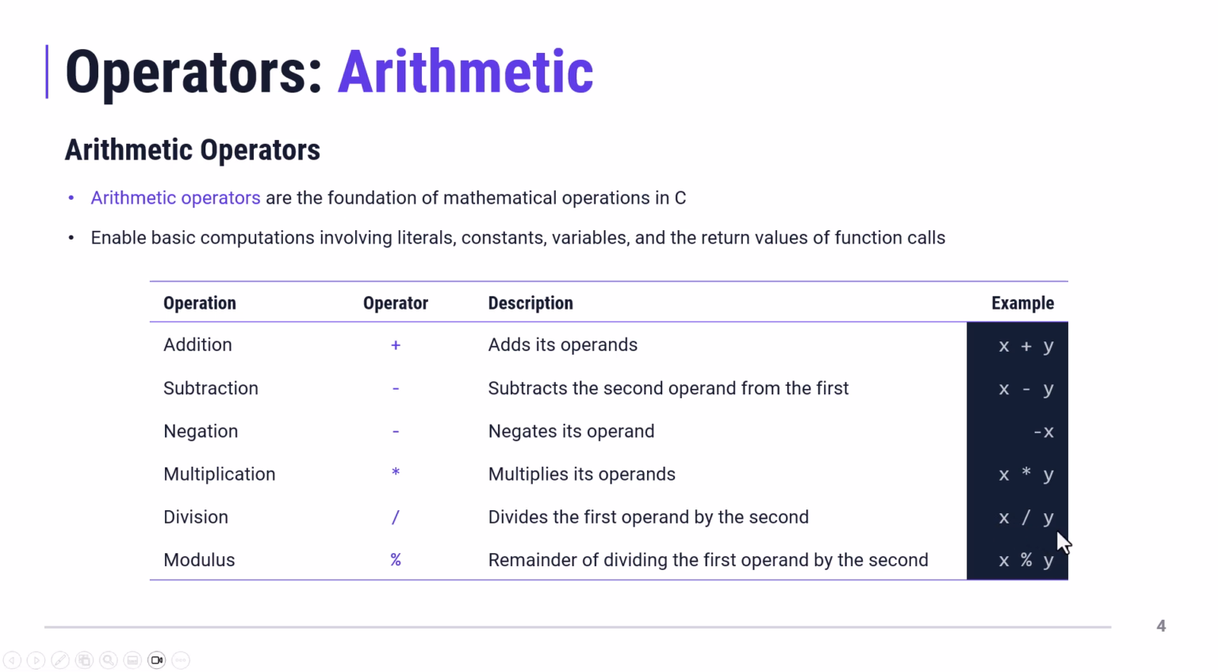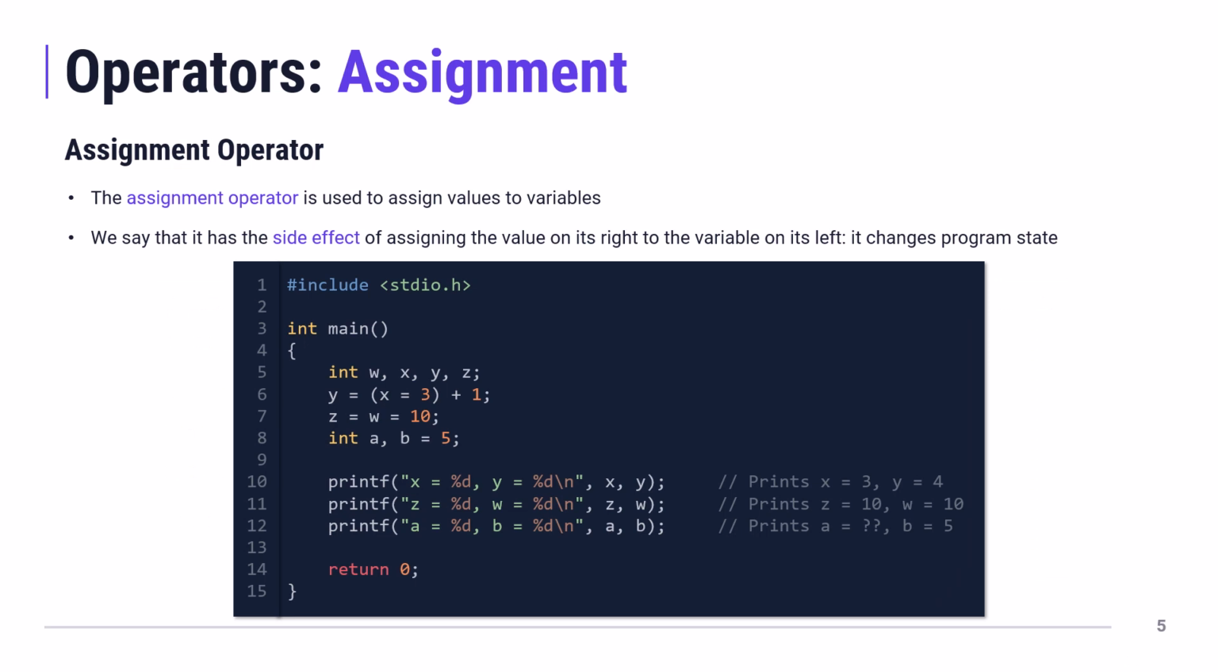And then, of course, we talked about the division operator, where it is integer division if both of the operands are integers. So if you divide like 5 divided by 2, it's going to truncate or throw away the fractional part. If at least one of them is a floating point, then it'll be floating point division.